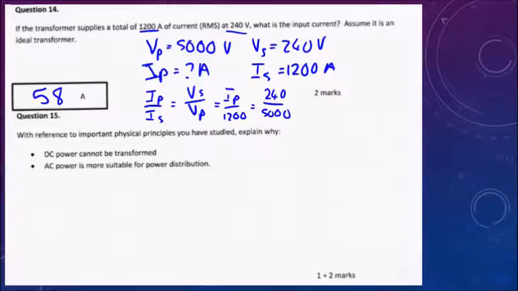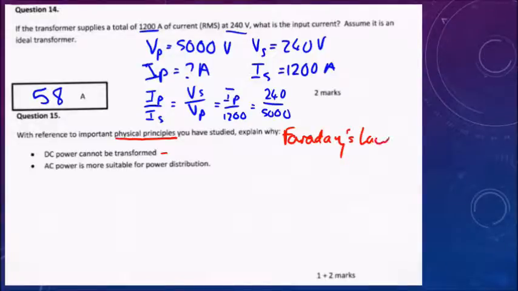Okay, last question. Now this was a thinking question. You had to think about this to answer it well. Now it's about physical principles. So what are the physical principles we've been talking about? Faraday's law, that induction can only happen if there is a change in flux over change in time. Now, why can DC not be transformed? In terms of these principles, I'm just going to write down Faraday's law.